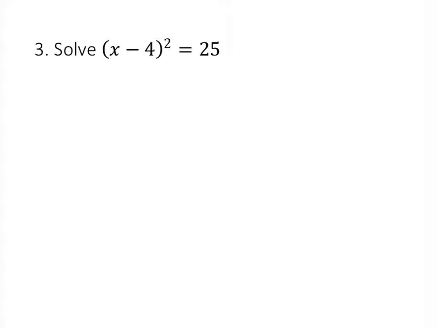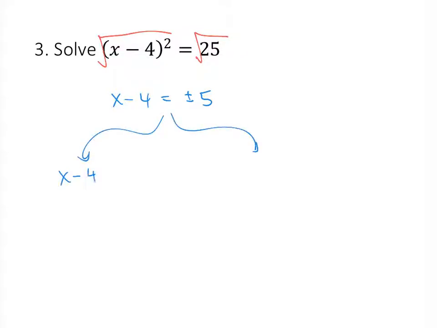Here we have a situation where the left-hand side is the square of an expression. And so what we can do is use the square root method. So if we take the square root of both sides, what we end up with is that x minus 4 equals plus or minus the square root of 25, which is 5. That gives us 2 equations. One where x minus 4 equals the positive 5, and one where x minus 4 equals -5.